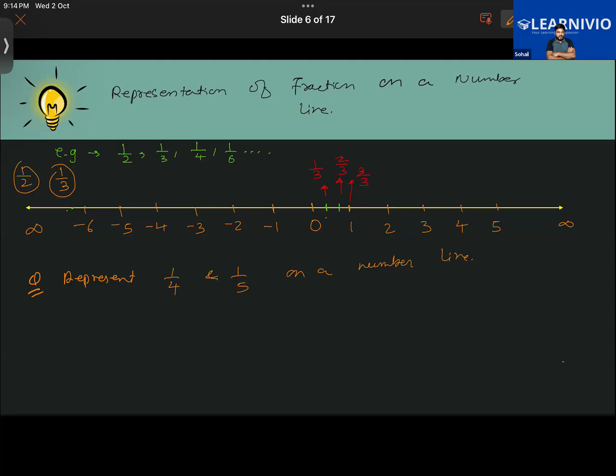Done? Okay. How are you going to show it to me? It would be better if you can show it in the camera or send it to the team. Send it to the Learnivio. You were required to draw a number line. Did you draw the number line? Yes. Okay. Anyway, just bring it close to the camera. I'll take a look at it.